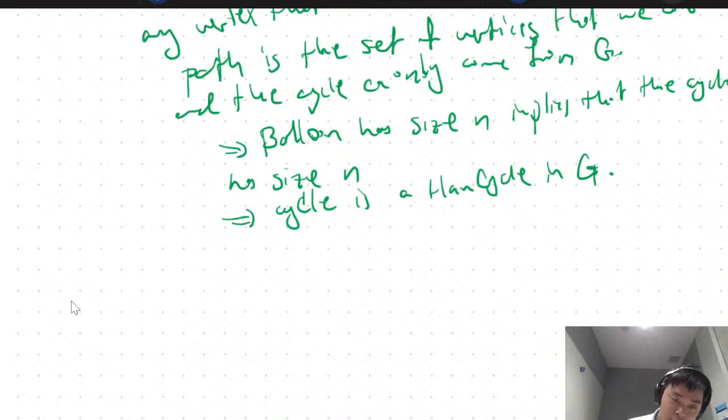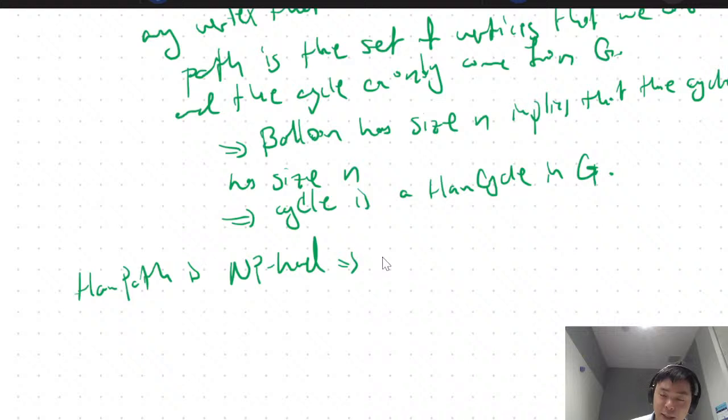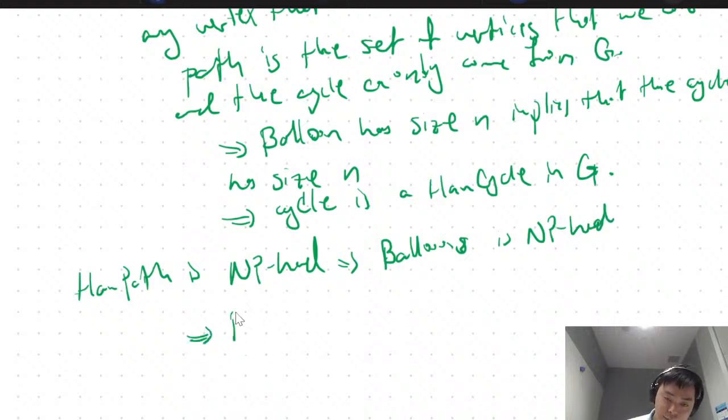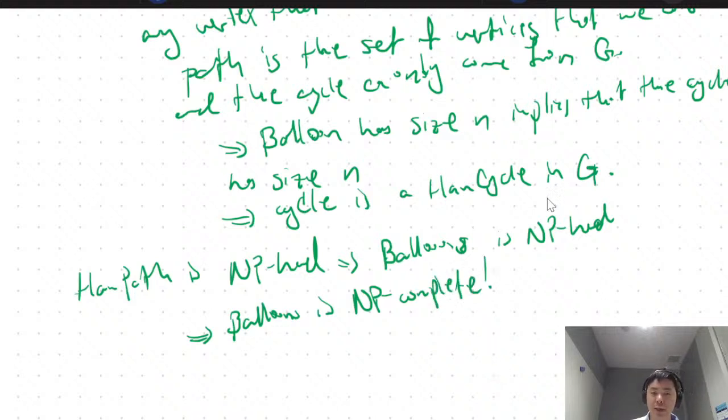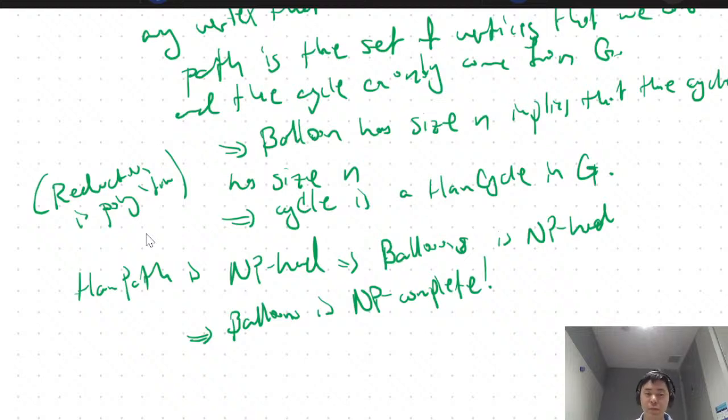And so, therefore, because Hamiltonian path is NP hard, this would imply that balloons is also NP hard. And this implies that balloons is NP complete. Right. And you just double check that the reduction is polytime. Cool.